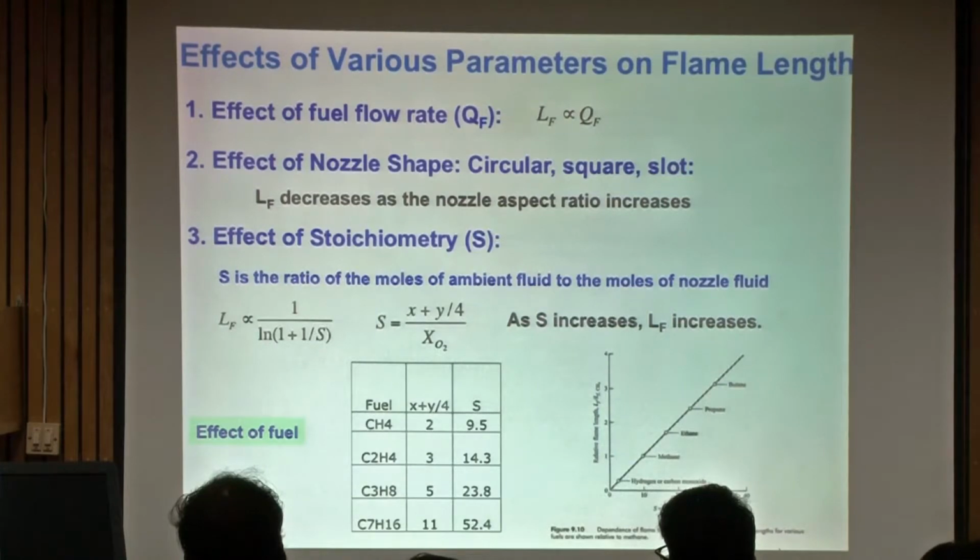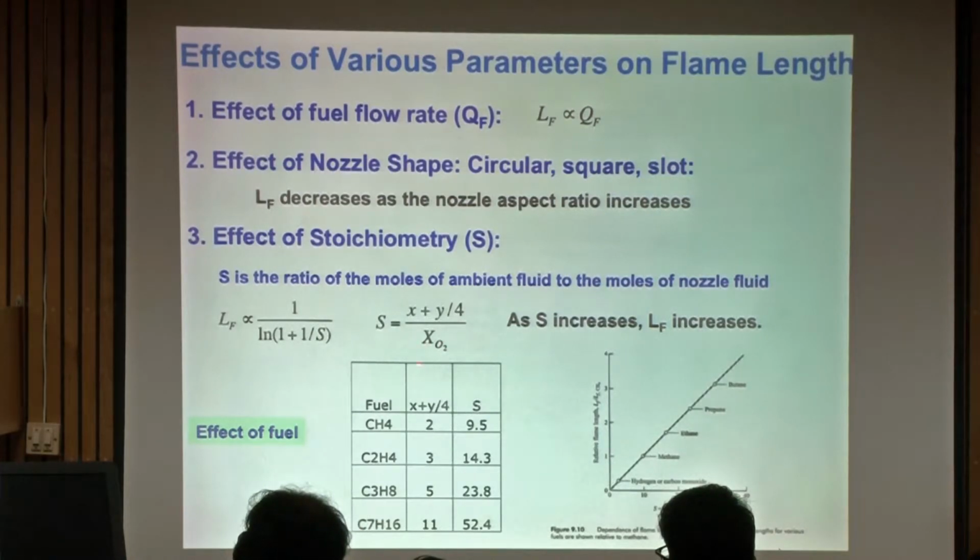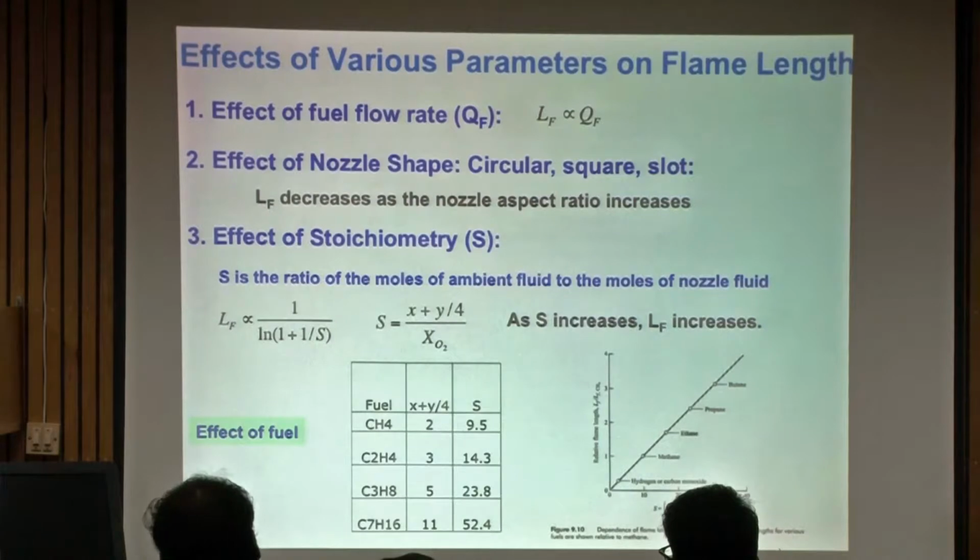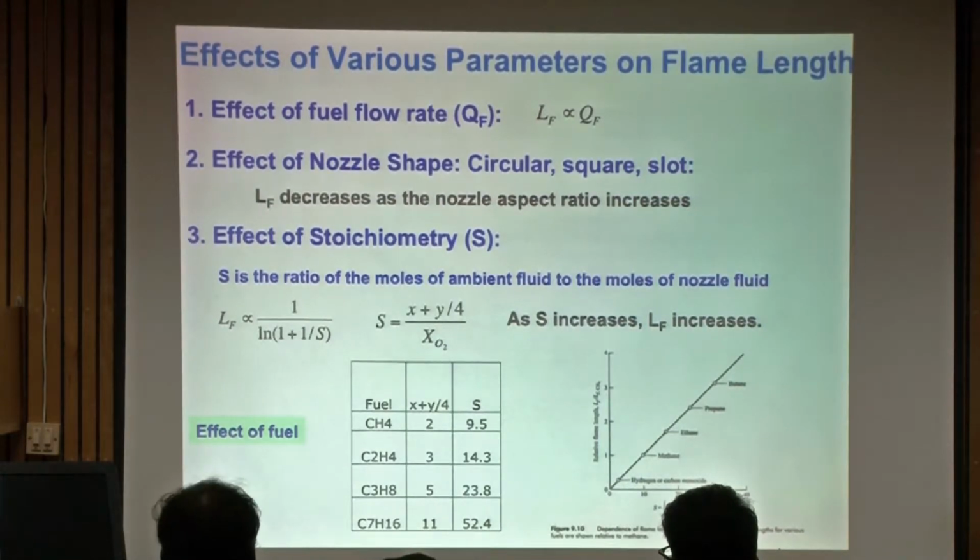So, this is the effect of stoichiometry, and also in air, if you increase a diluent, you can decrease the mole fraction of oxygen, then the flame length also increases, because then you are changing the stoichiometry.